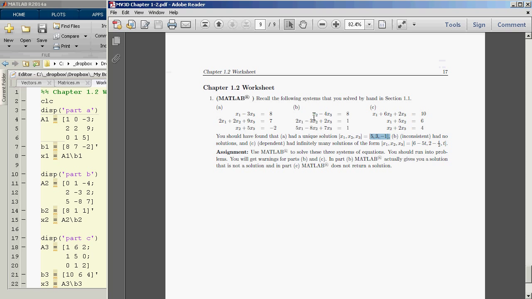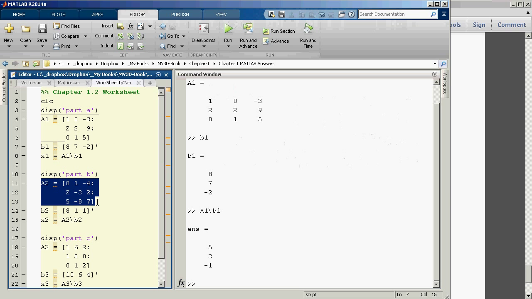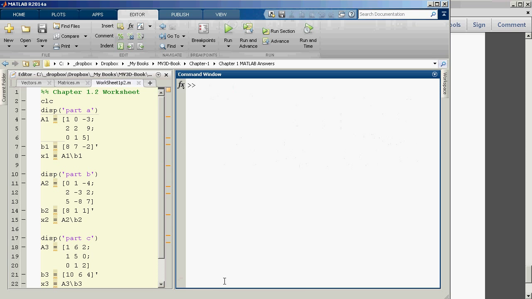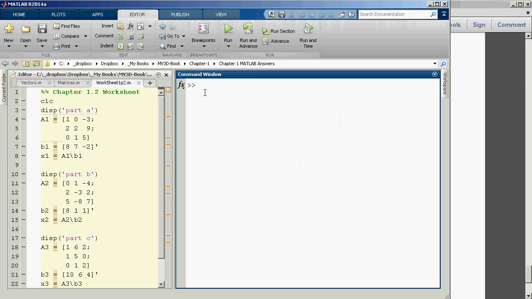Doing the same thing for this second system, my coefficient matrix is now 0, 1, negative 4, 2, negative 3, 2, 5, negative 8, 7. And the right-hand side is 8, 1, 1. So I put that in here. I've already inserted these matrices. There's the coefficient matrix, and there's the right-hand side. I use the transpose to make sure I'm using a column vector. And remember, when we did this by hand, we had an inconsistent system, no solutions.